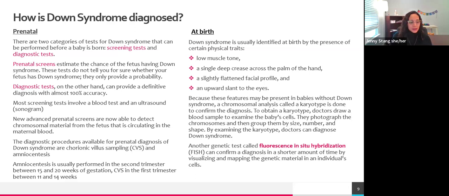Amniocentesis is usually performed in the second trimester, between 15 and 20 weeks of gestation. And chorionic villus sampling, or CVS, is usually in the first trimester, between 11 and 14 weeks, okay?